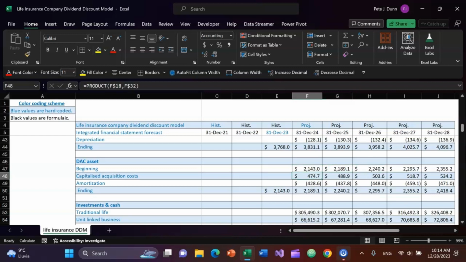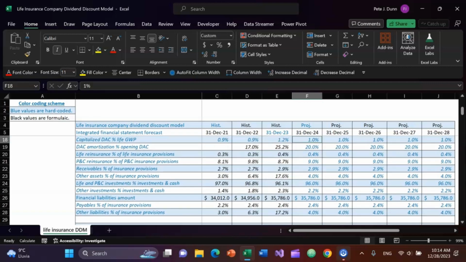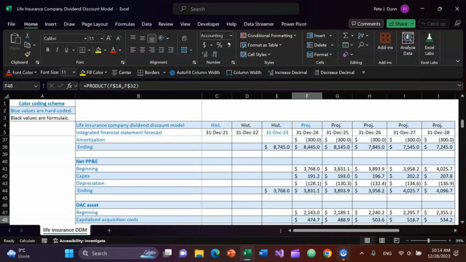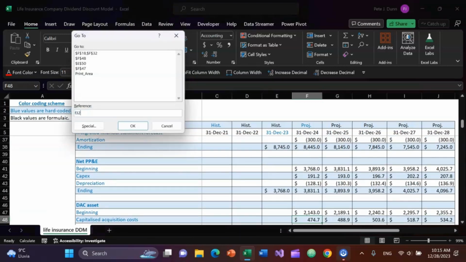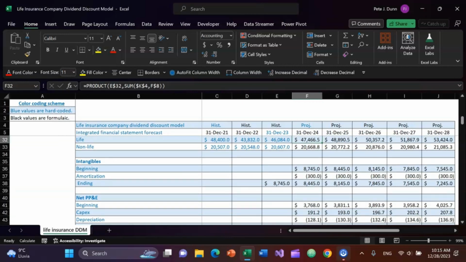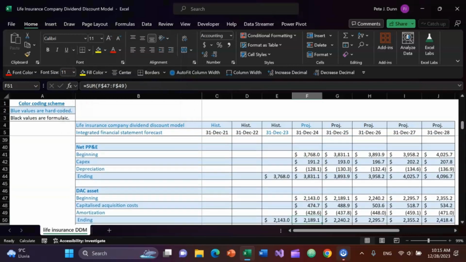Capitalized acquisition costs. So that's going to be based on an assumption in row 18. So I'll do Control left bracket. It's based on life gross written premiums. F5 enter. So I can do F5, F32 to quickly go to life. You can see we've already forecasted the life gross written premiums. F5 enter to get back.